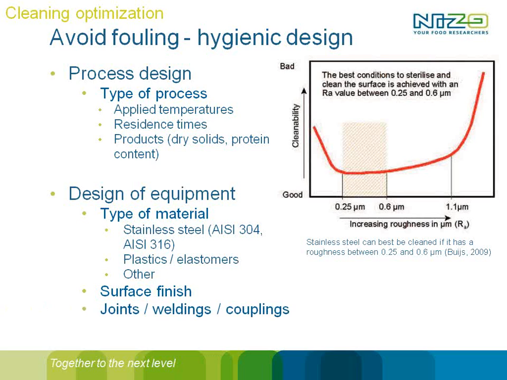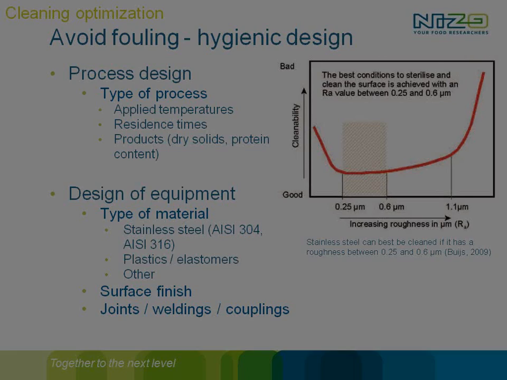And well, that's for the basic surface finish. Of course, something which we also observe quite often is joints and weldings and couplings. If you have a bad welding with a very rough inside, okay, that can be a start of fouling within your equipment. Then you can have a very good stainless steel with a very good surface finish, etc. If your weld is not good, that's the start of troubles.